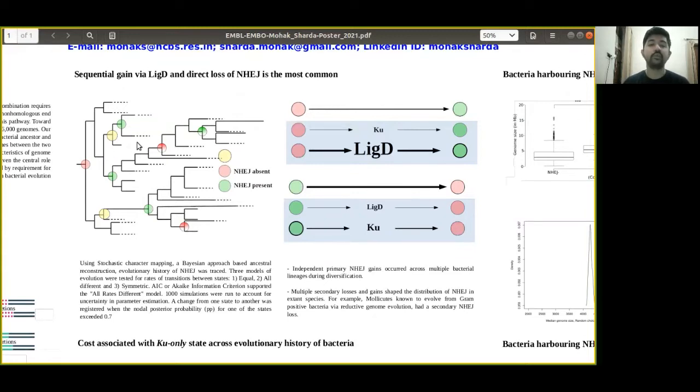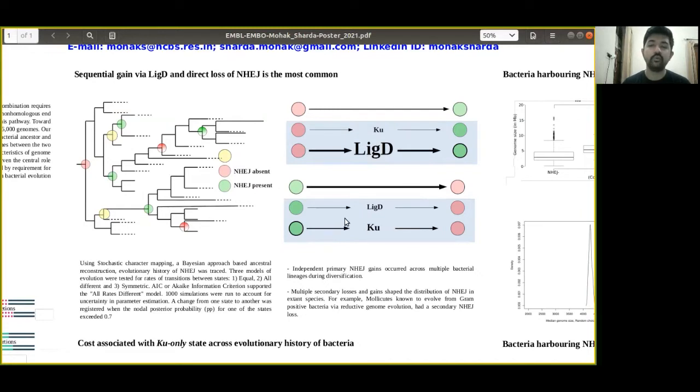But having said that, it was not sufficient to stabilize the trait because we observed multiple secondary losses and gains thereafter. In terms of gaining NHEJ, what we find is that the most common kind of gain was a sequential gain, where ligase D was gained first, followed by Ku during the bacterial evolution.